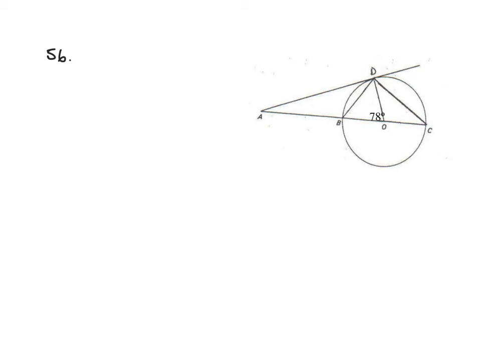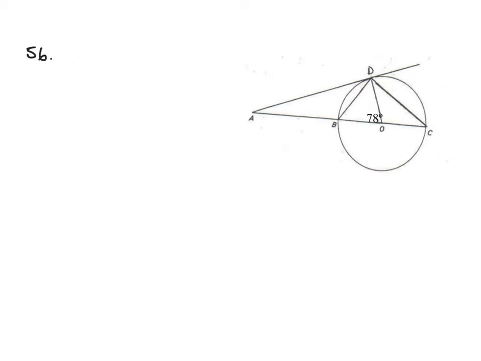Question 56, we've got to work out the sizes of the different angles. What I'm going to do is this is a radius here, and this is a radius here, which means the triangle is isosceles. 180 take away 78 is 102, divided by 2 is 51. So this angle here is 51, and this angle here is 51.